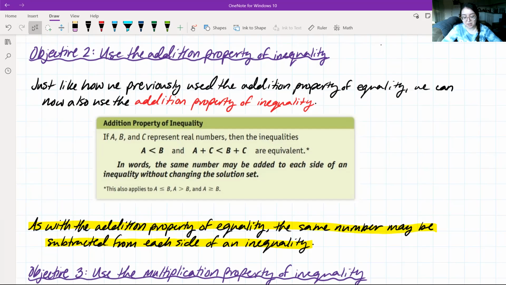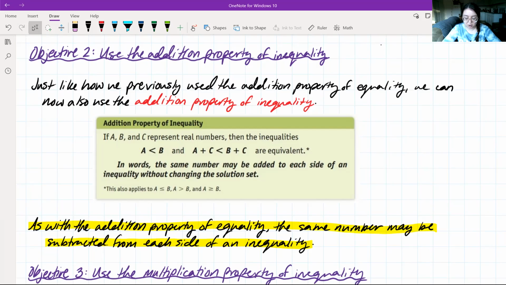So we have if a, b, and c represent real numbers, then the inequalities a is less than b and a plus c is less than b plus c are equivalent, since you've seen that we've added c to both sides. In words, the same number may be added to each side of an inequality without changing your solution set. This also applies to a is less than or equal to b, a is greater than b, or a is greater than or equal to b. So it works still for any kind of inequality we use.